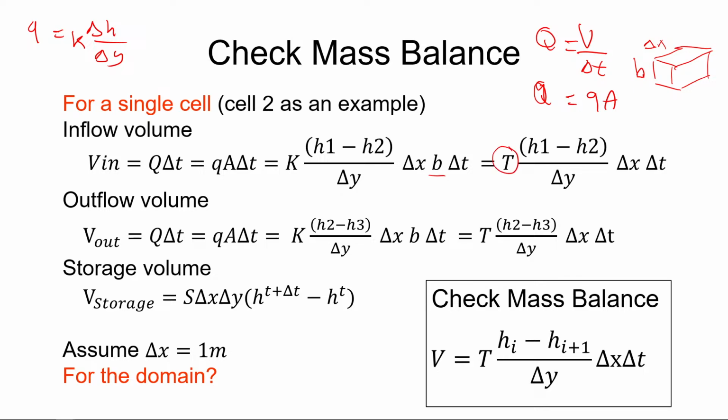So the thickness times the K will give you the transmissivity, and then delta x would be equal to 1, and delta t, whatever that is. And that would be the difference between the head in adjacent cells. Yeah, and that would be the width of the cell. So that's V in, similar for V out. Here H1, H2, H3, and then the storage volume, you can do the same. So basically that is your equation for the mass balance.